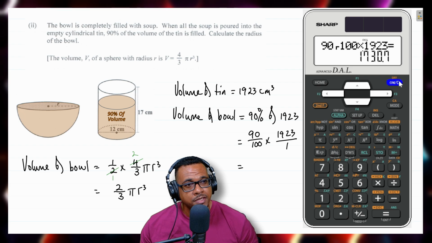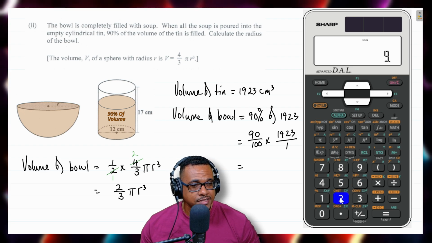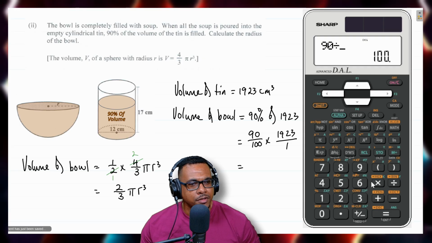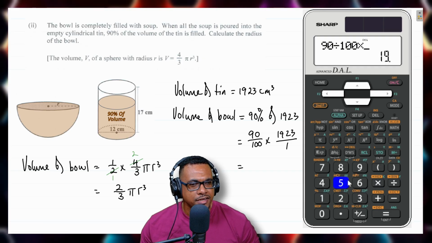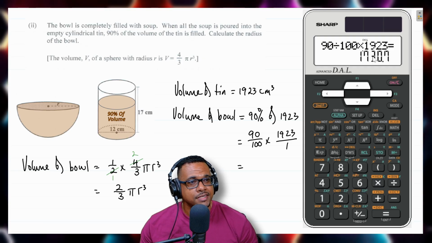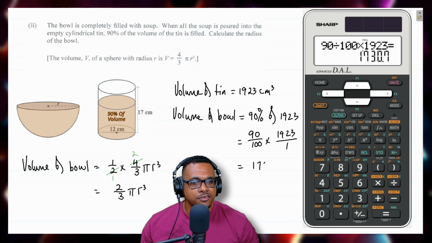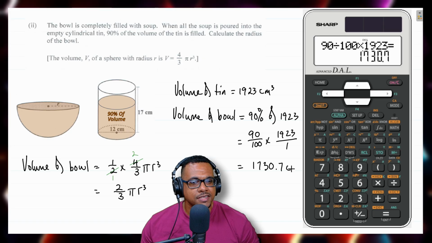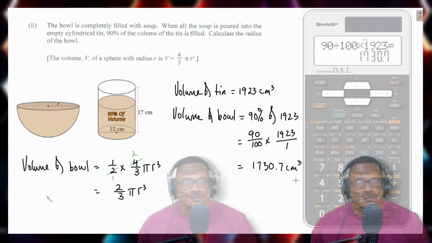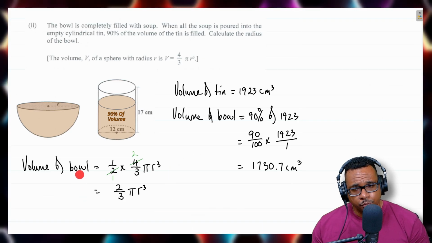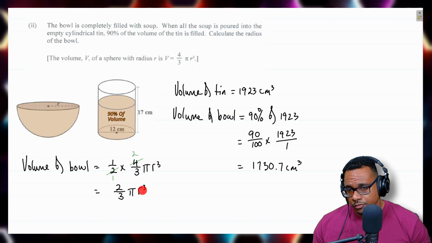Now, if you didn't want to use the fraction button and you wanted to get the answer as a decimal one time, you can just put 90 divided by 100 and then multiply by 1,923. And see, you get a decimal one time. 1,730.7. So we have 1,730.7 centimeters cubed.